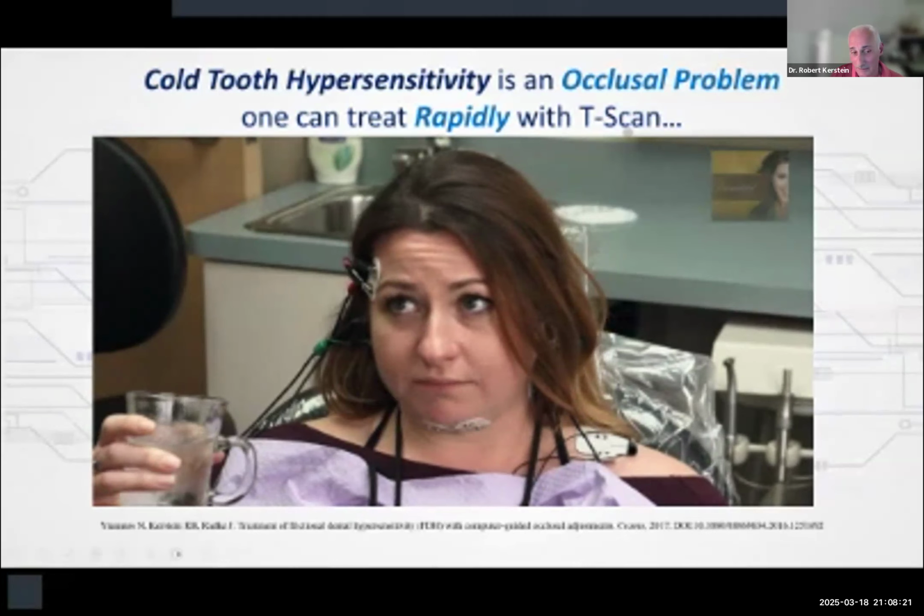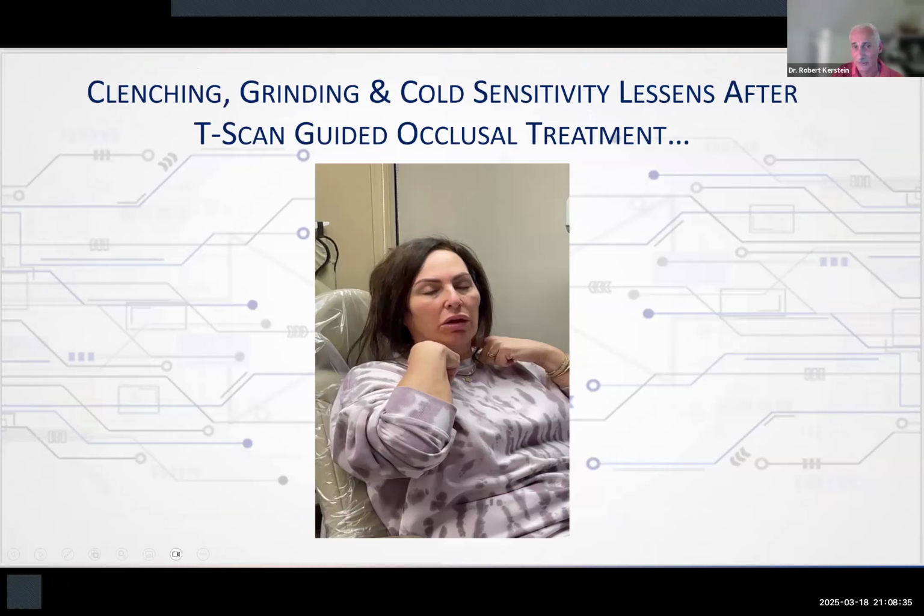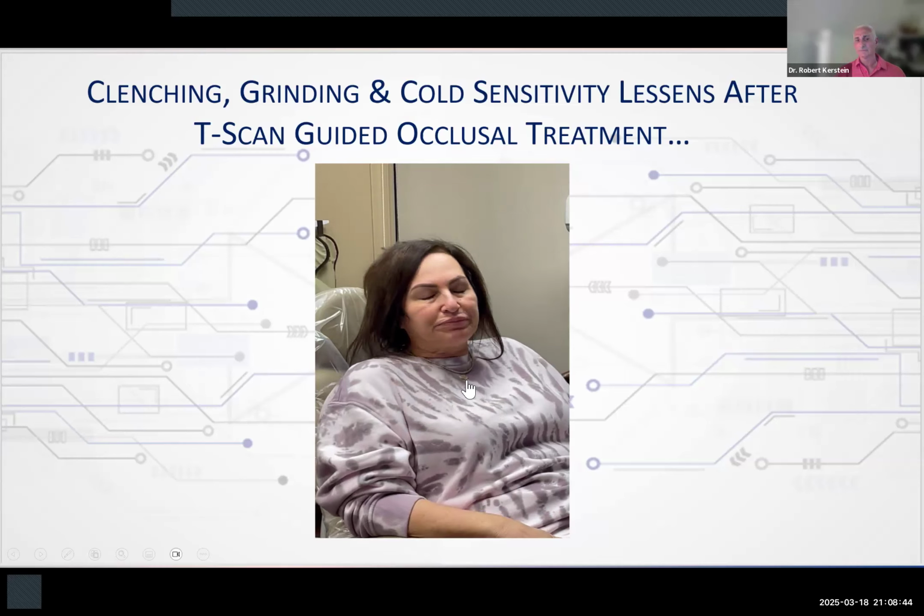Now we have a study, down at the bottom, of 150 people doing the same exact thing. How rapidly their cold sensitivity goes away is dramatic when you use the T-scan to control the occlusal forces and the timing. How about clenching and grinding? People say you can't treat that. It's a central nervous system problem. Absolutely not true. All the T-scan time, it treats it. You don't have it anymore.